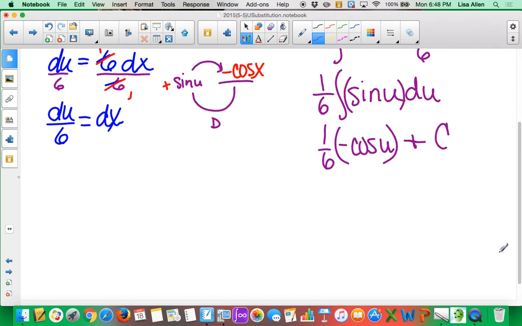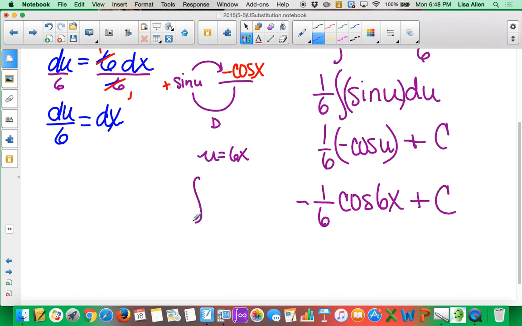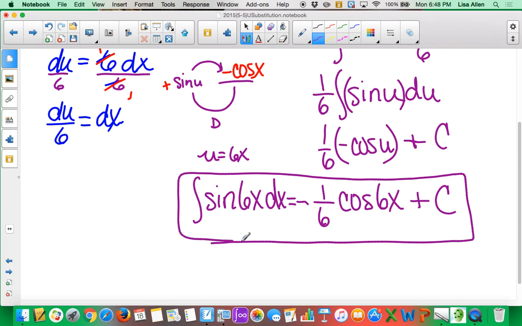And then we're going to take the u back, because the u, recall, was 6x. We're going to go back to x's, and we have 1/6, bringing the negative out front, and we have cosine 6x plus c. So we now know that the integral of sine 6x is then equal to negative 1/6 cosine 6x plus c.